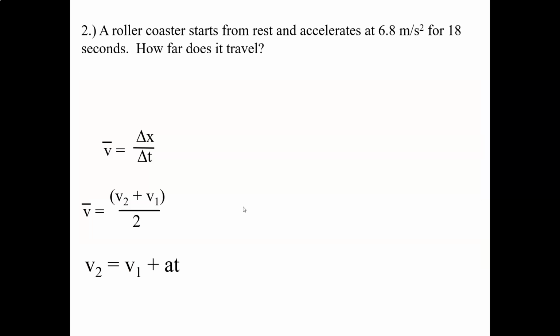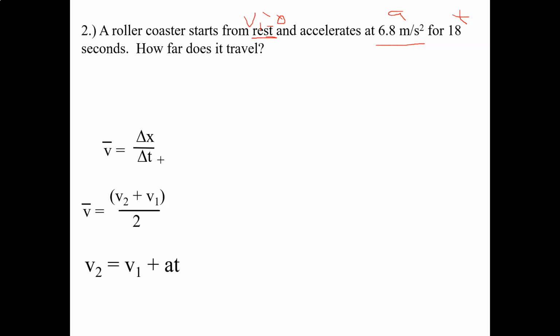A roller coaster starts from rest and accelerates at 6.8 meters per second squared for 18 seconds. How far does it travel? Okay. So it starts from rest, which tells us that our v1 is 0. Our acceleration, that's our acceleration number because it's measured in meters per second squared. And the 18 is our time number. Okay, and we're looking for how far does it travel.